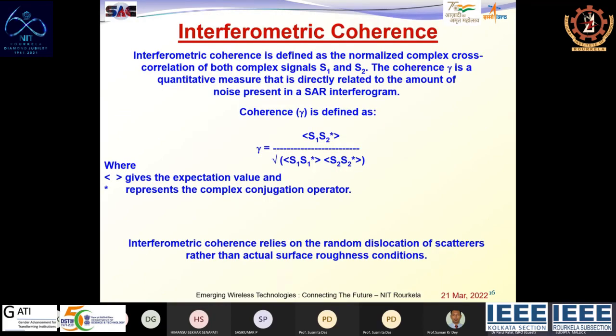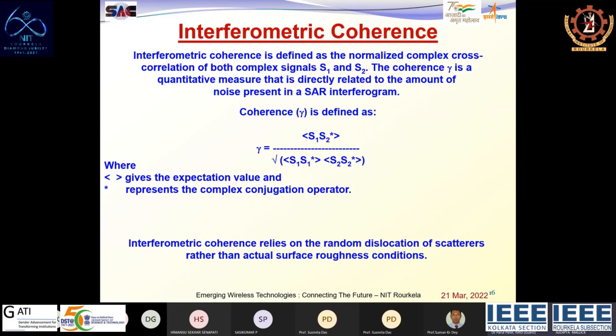Now, interferometric coherence tells us that if you illuminate the same target from two different positions with a little baseline, with two sensors, either two antennas on the same aircraft or same satellite, or two different satellites, then you are able to extract the information about the height of the target.